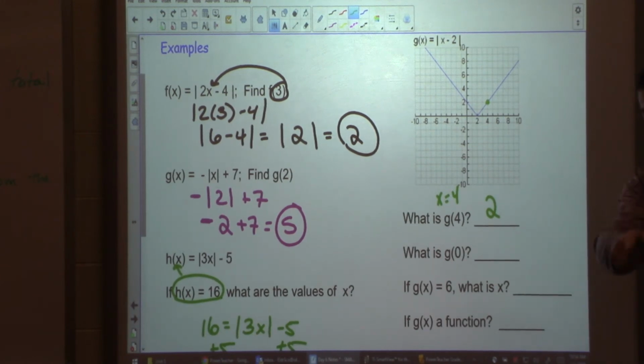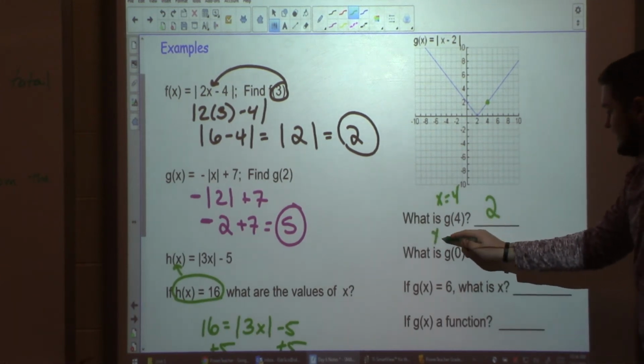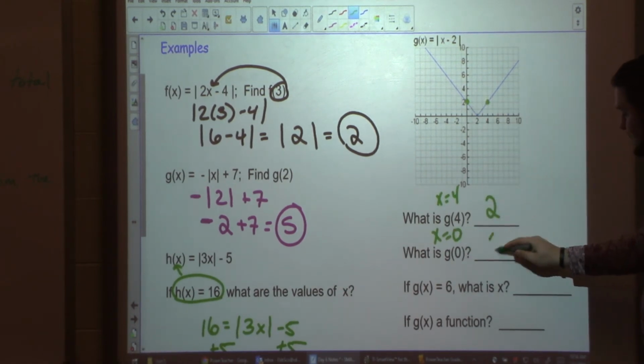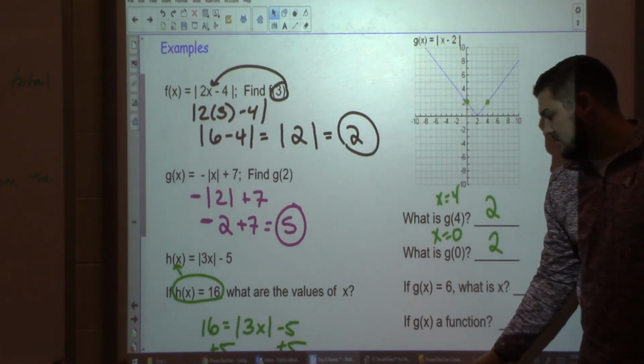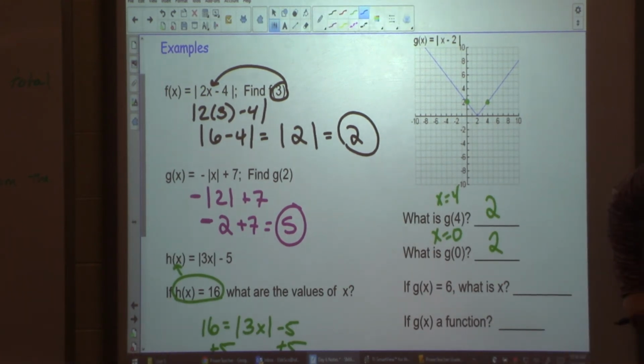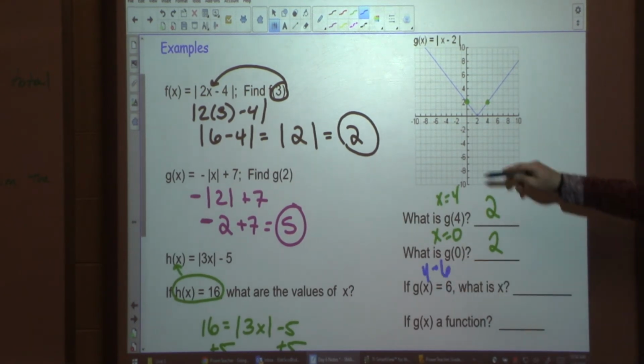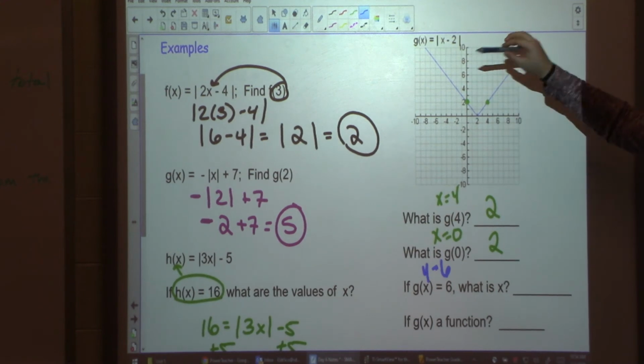Olivia, what'd you get? 2. 2, same thing. Where x equals 0, go to it, find where it's on our graph, y is 2 at that point. What about G of x equals 6? Equal to y. What's that? Y is going to equal 6, right? Good. Well, where y is 6, what's my x values on my graph?